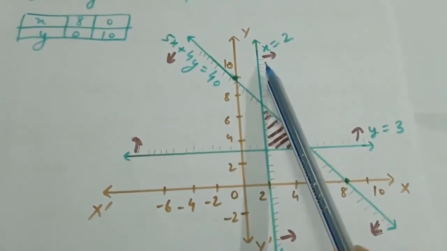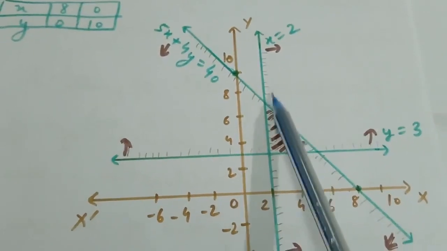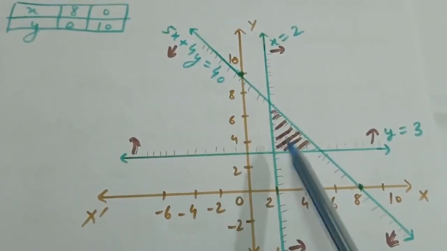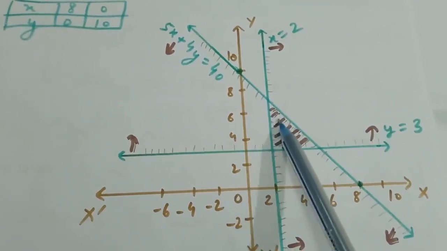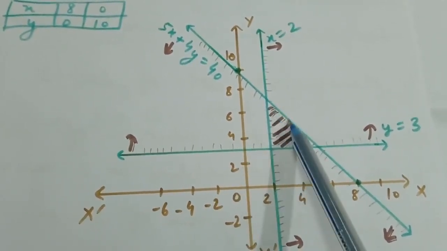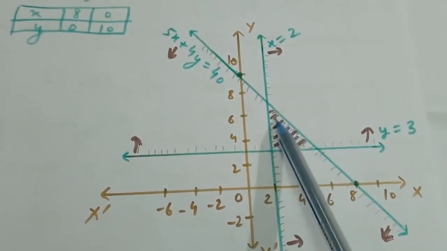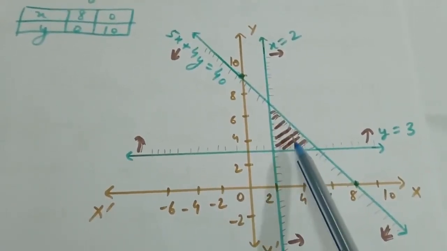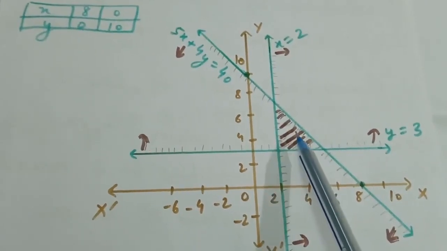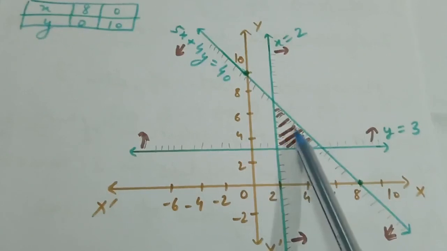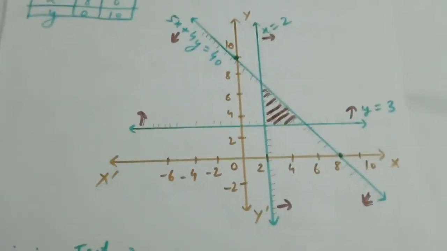So you can also mark like this, small marks, and when you mark like this with a pencil, you will see that here all the three lines' portions will come, right? So this will be the solution, because this is the common part of all the three inequalities' regions. So this is our solution for this question.